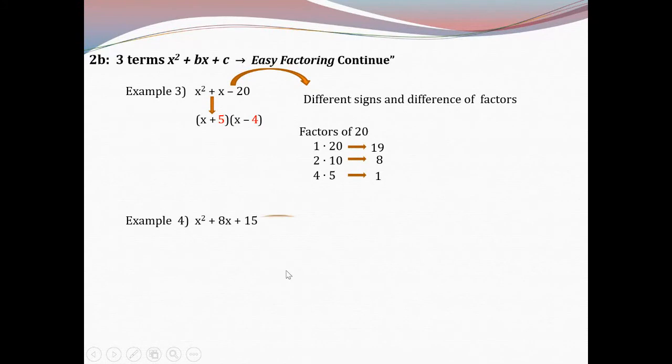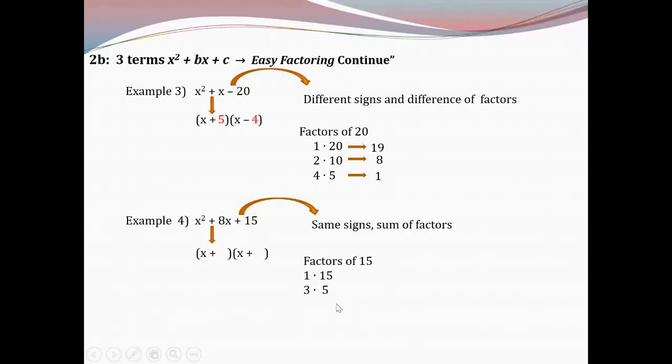Let's do example number 4 now. So it's going to be the sum, the same signs means the sum of the factors. The sign comes down, so they're both going to be positive. So now the factors of 15 are going to be 1 times 15 and 3 times 5, right? And it's going to be the sum of the factors, which is 16 and 8, right? So my bx term is 8, so it's going to be 5 and 3.